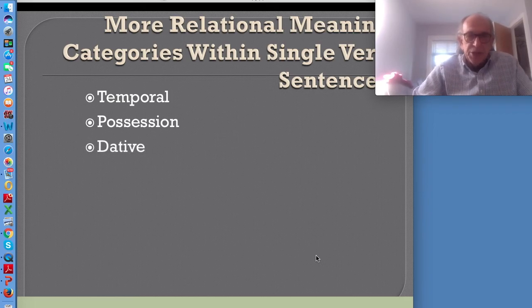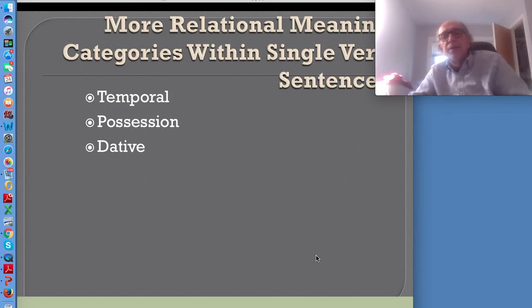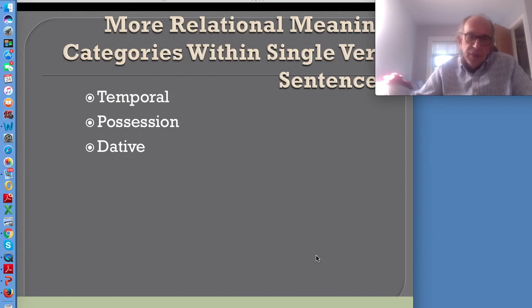A dative relationship, that means a relationship between an object and its recipient. This hat is for mommy. For mommy, it codes a dative relationship. That hat is for mommy.